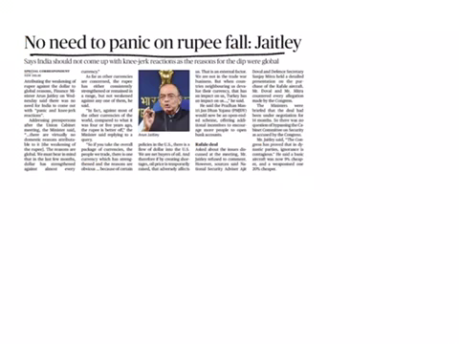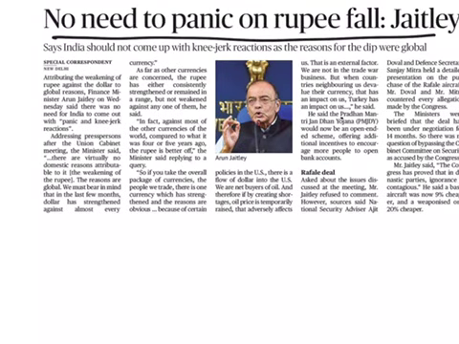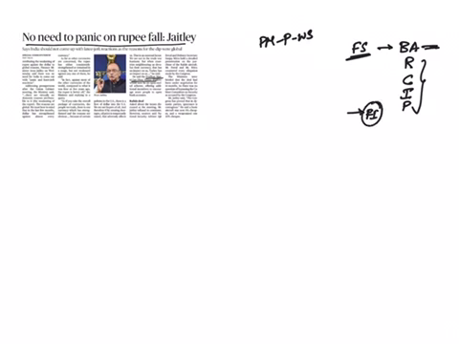No need to panic on rupee fall. In this article, we have to see what is the Pradhan Mantri Jan Dhan Yojana scheme. This is the Prime Minister's People's Wealth Scheme, a government scheme that aims to expand and make affordable access to financial services. What are these financial services? For most persons, they do not have bank accounts. So, to create bank accounts for remittances, credit, insurance and pensions, this scheme was launched. This scheme can be used for creating financial inclusion, and it runs under the Department of Financial Services under the Ministry of Finance. Under this scheme 1.5 crore bank accounts were opened, and that created financial inclusion.